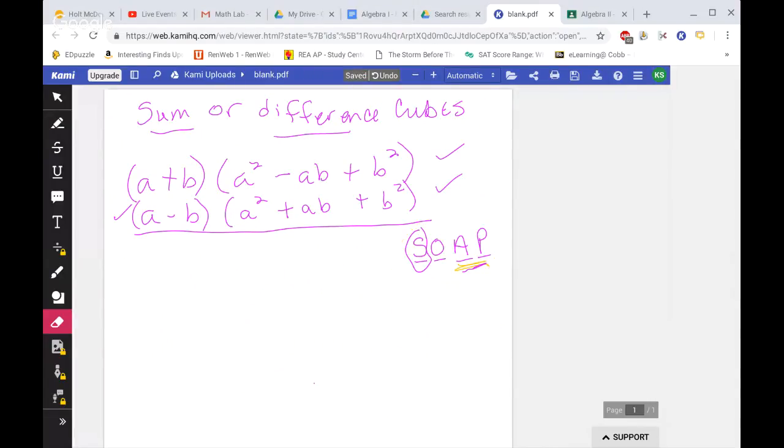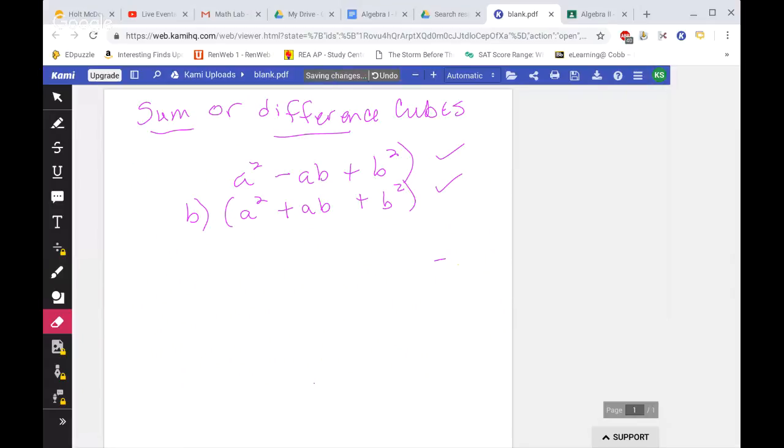Are you okay if I get rid of all this, the sum and difference of cubes and the patterns and SOAP and all that? Yeah. Did you get that written down? The patterns? Yeah, the patterns. No, I did not. Did you want them written down? I mean, they're in your book.